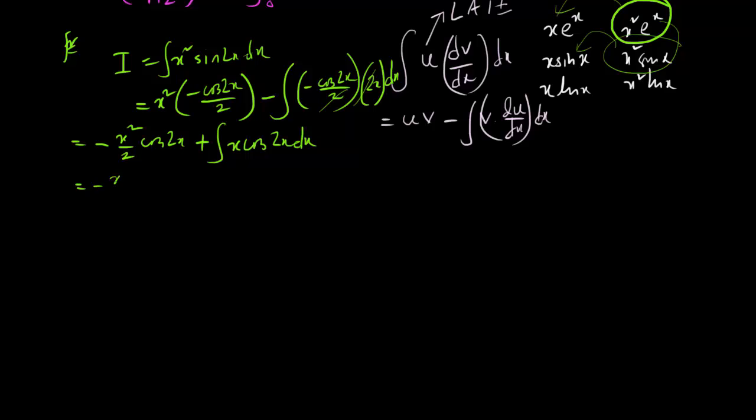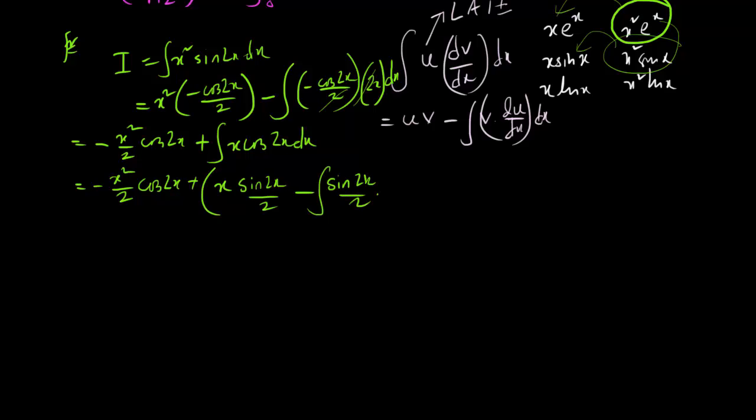So this is going to be minus x squared by 2 cos twice x plus, now this is by parts sum. So again, this is going to be uv. So by LATE, u is x, v is, remember, this is dv by dx. Cos 2x is dv by dx. So if you want to find v, you're going to do integration. So this is going to be sine twice x by 2 minus integration of v. V is going to be sine twice x by 2.